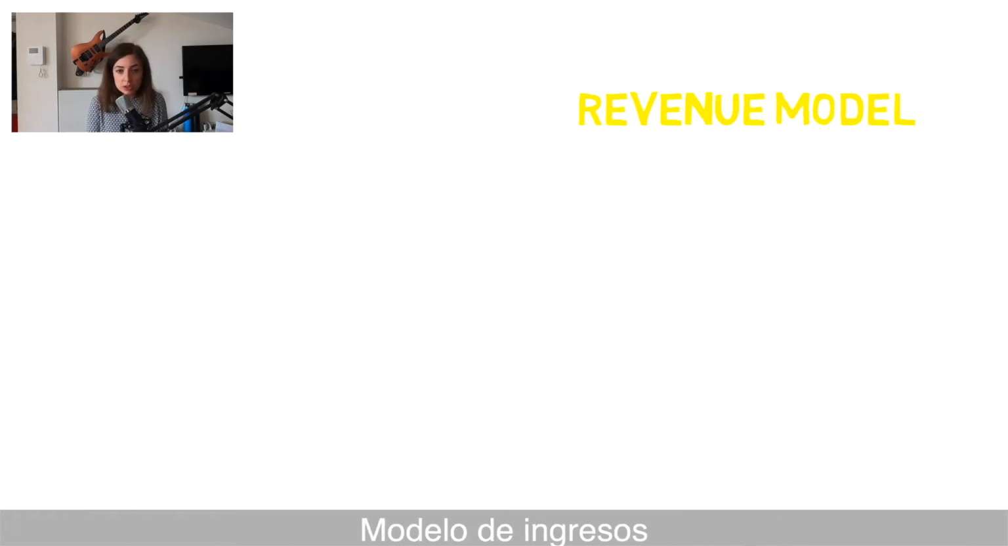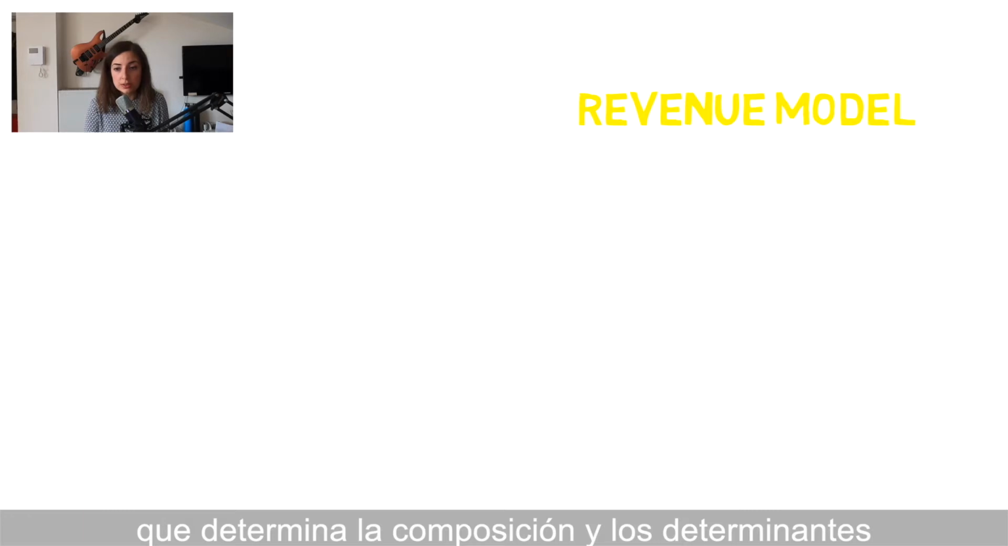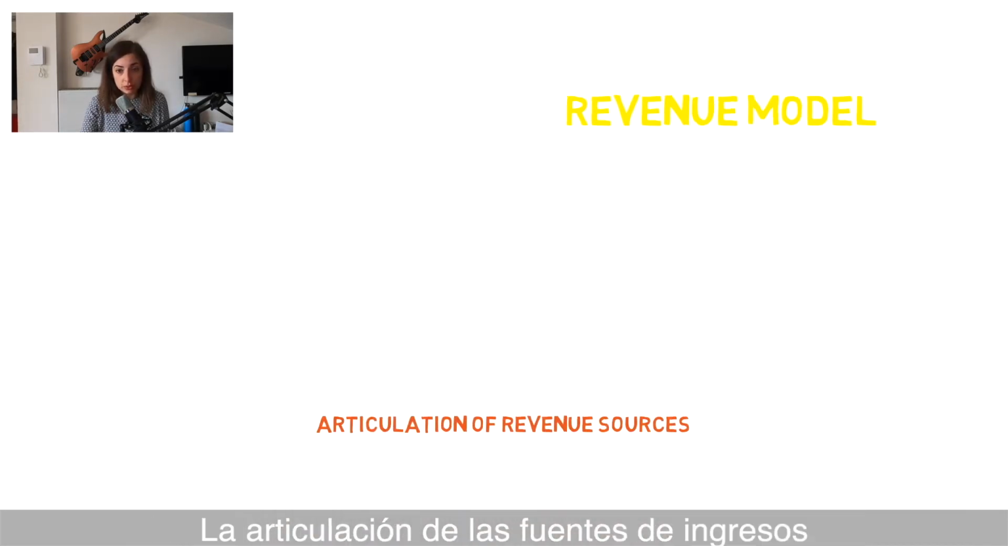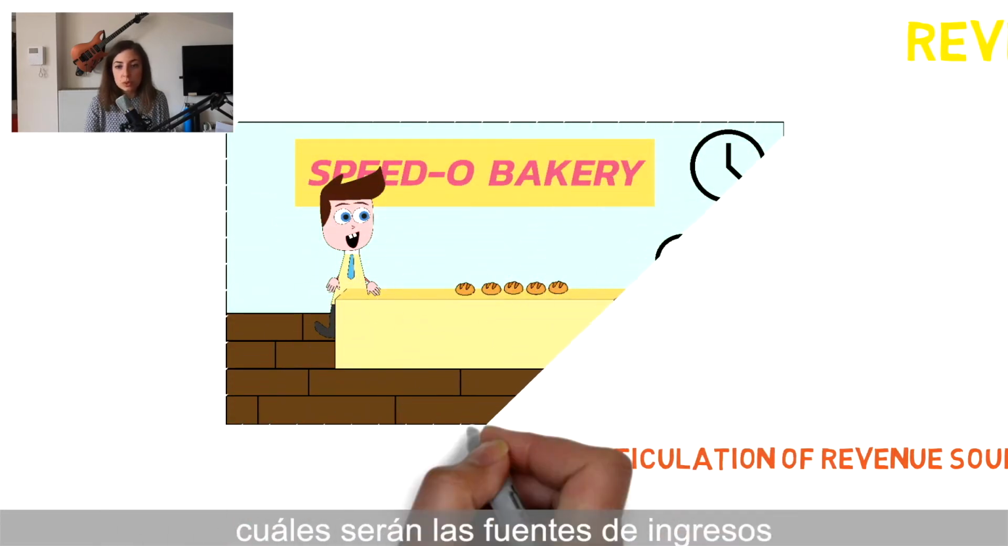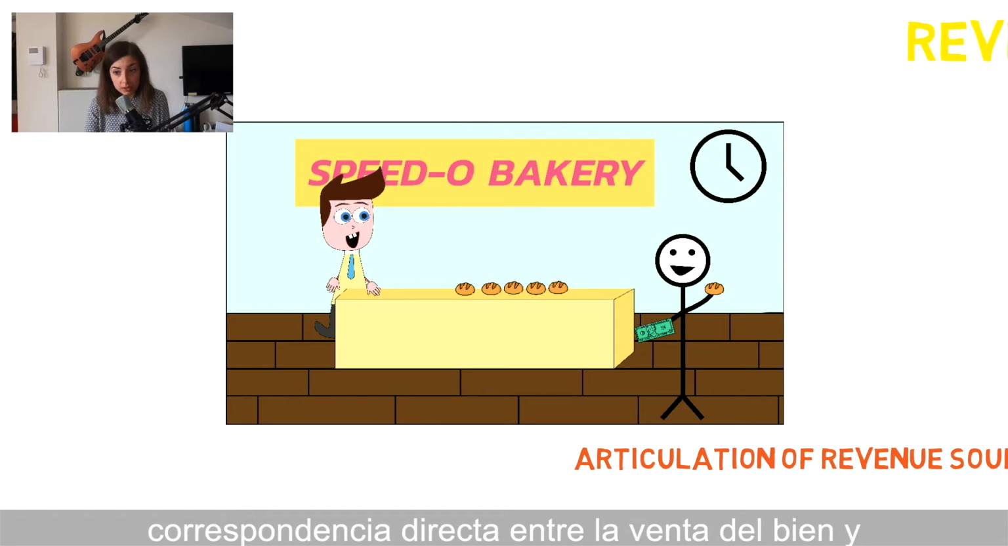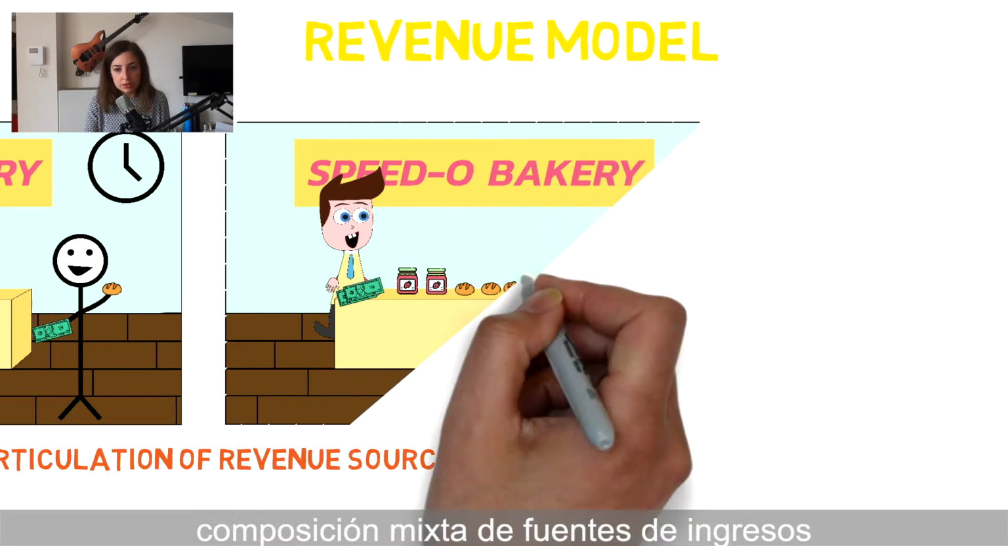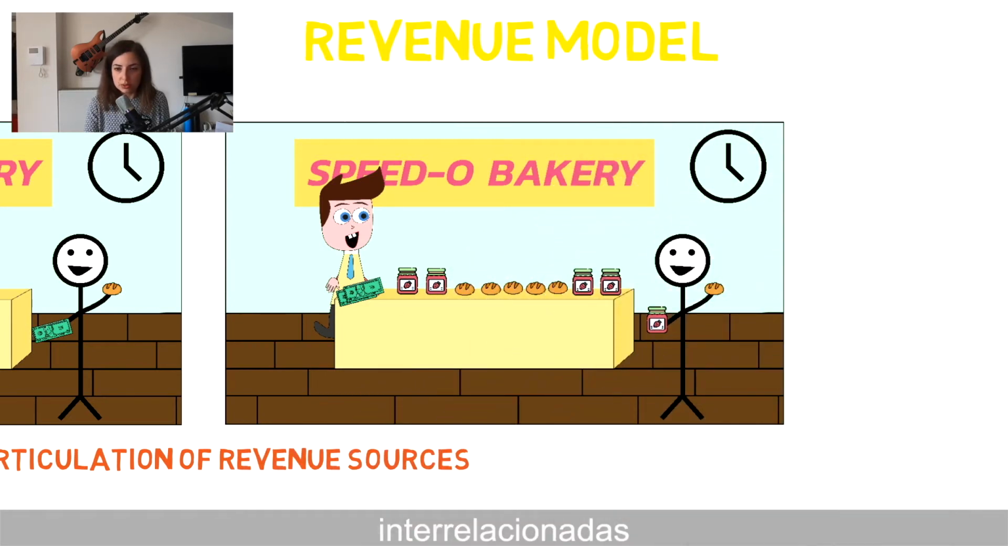Revenue model. The revenue model describes the composition and the determinants of the social enterprise sales revenue. Particularly, it allows consideration to be made on the articulation of revenue sources. It means what will be the sources of revenue: direct correspondence between the sales of the good and the revenue. For example, in your case, you sell a piece of bread and you gain €1, so revenue. Or a mixed composition of interrelated revenue sources. For example, you sell the bread, then the jam, and you gain money for the combination of the products.